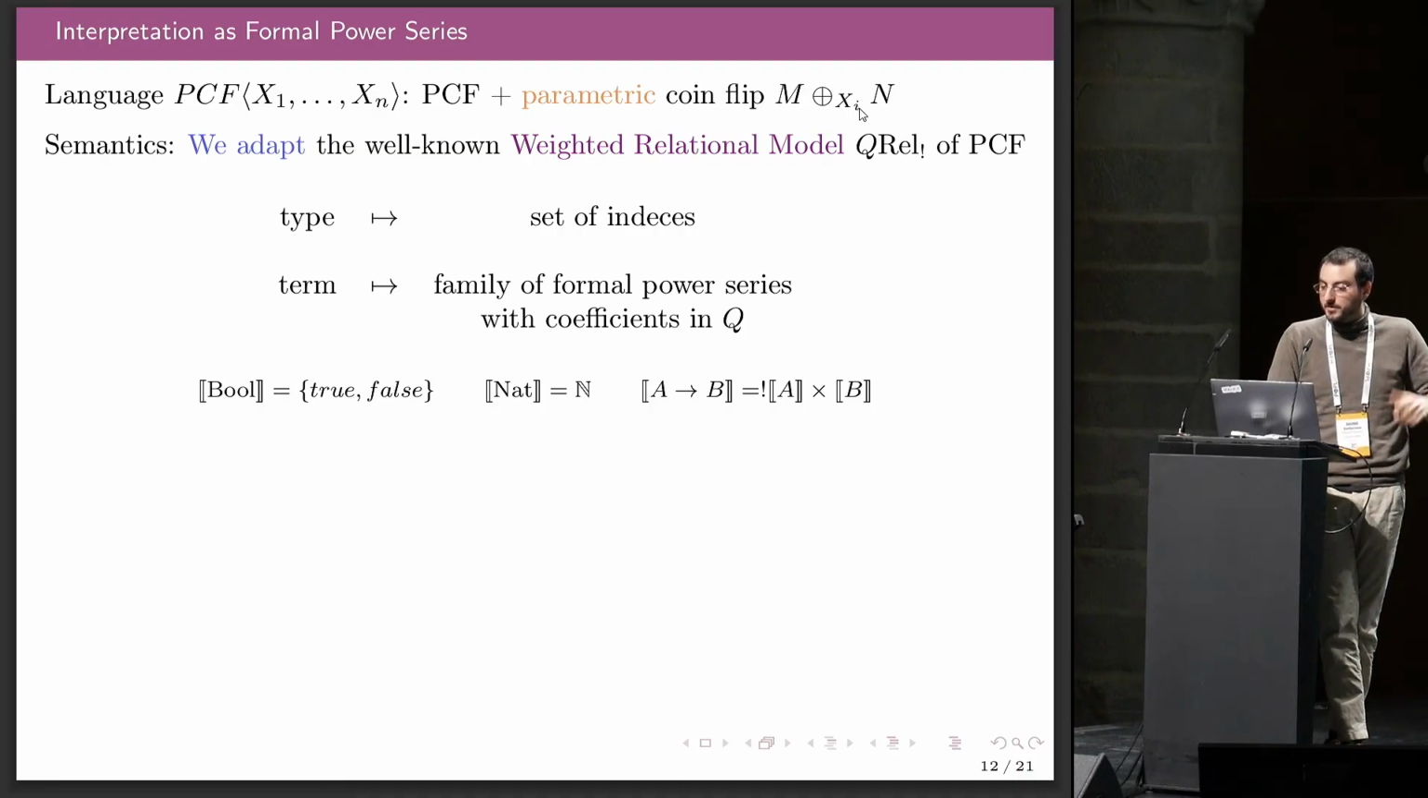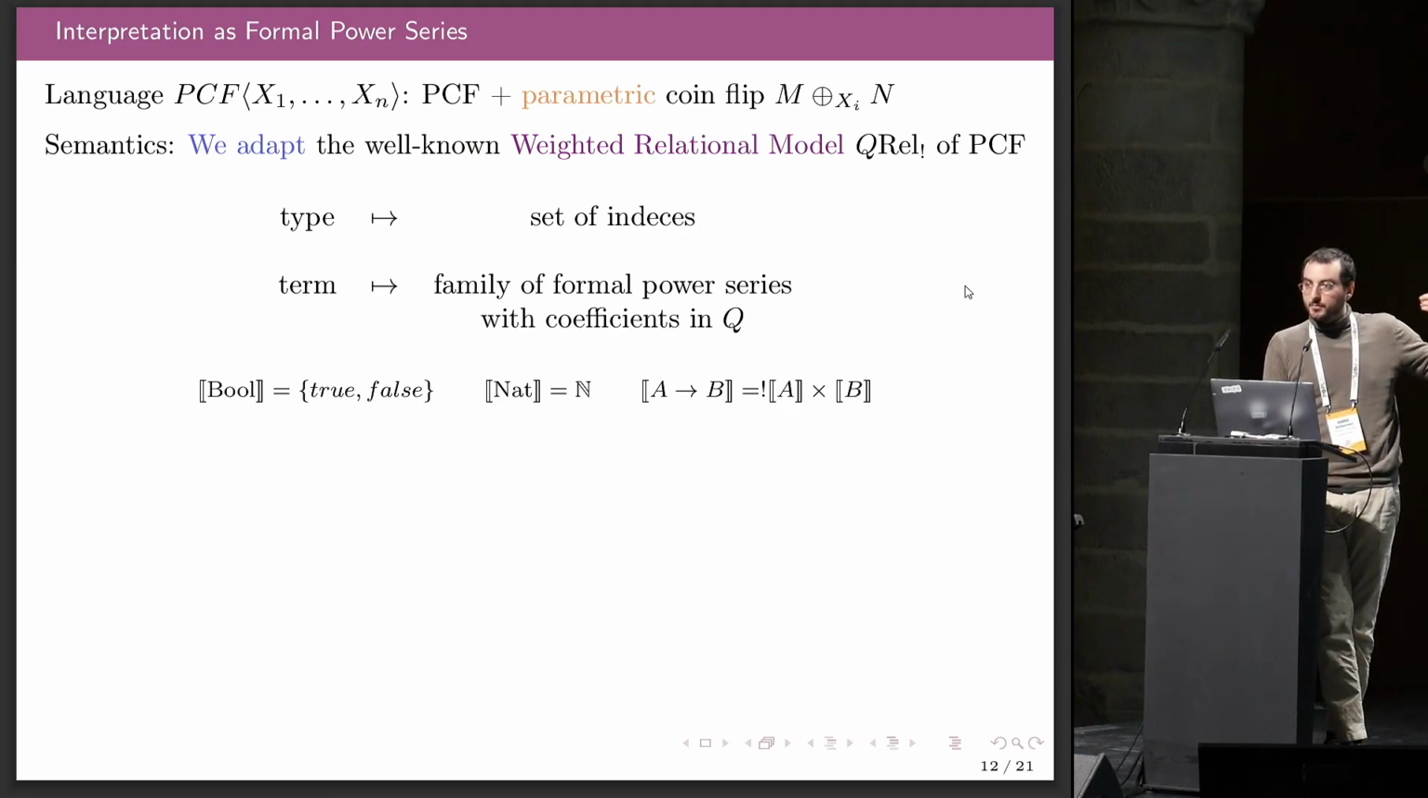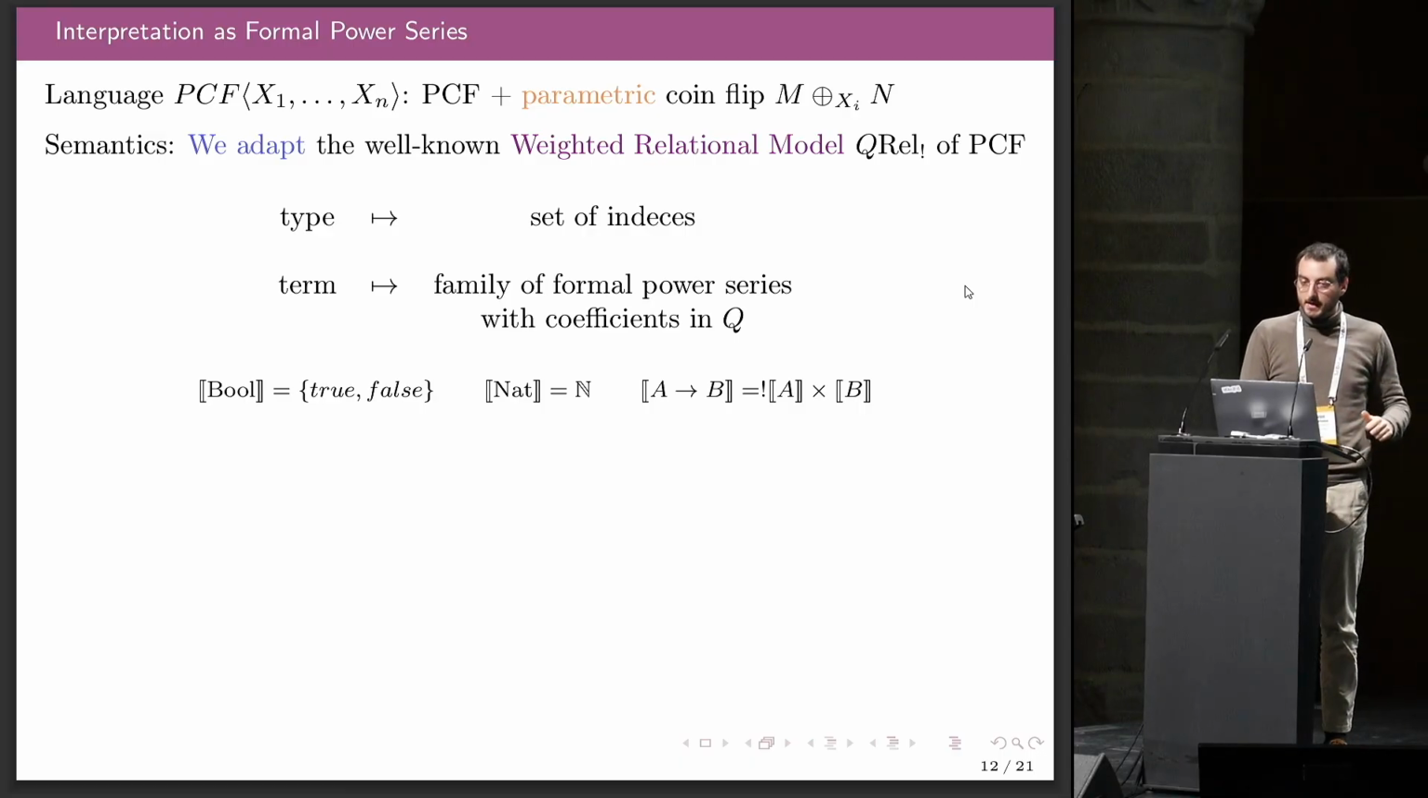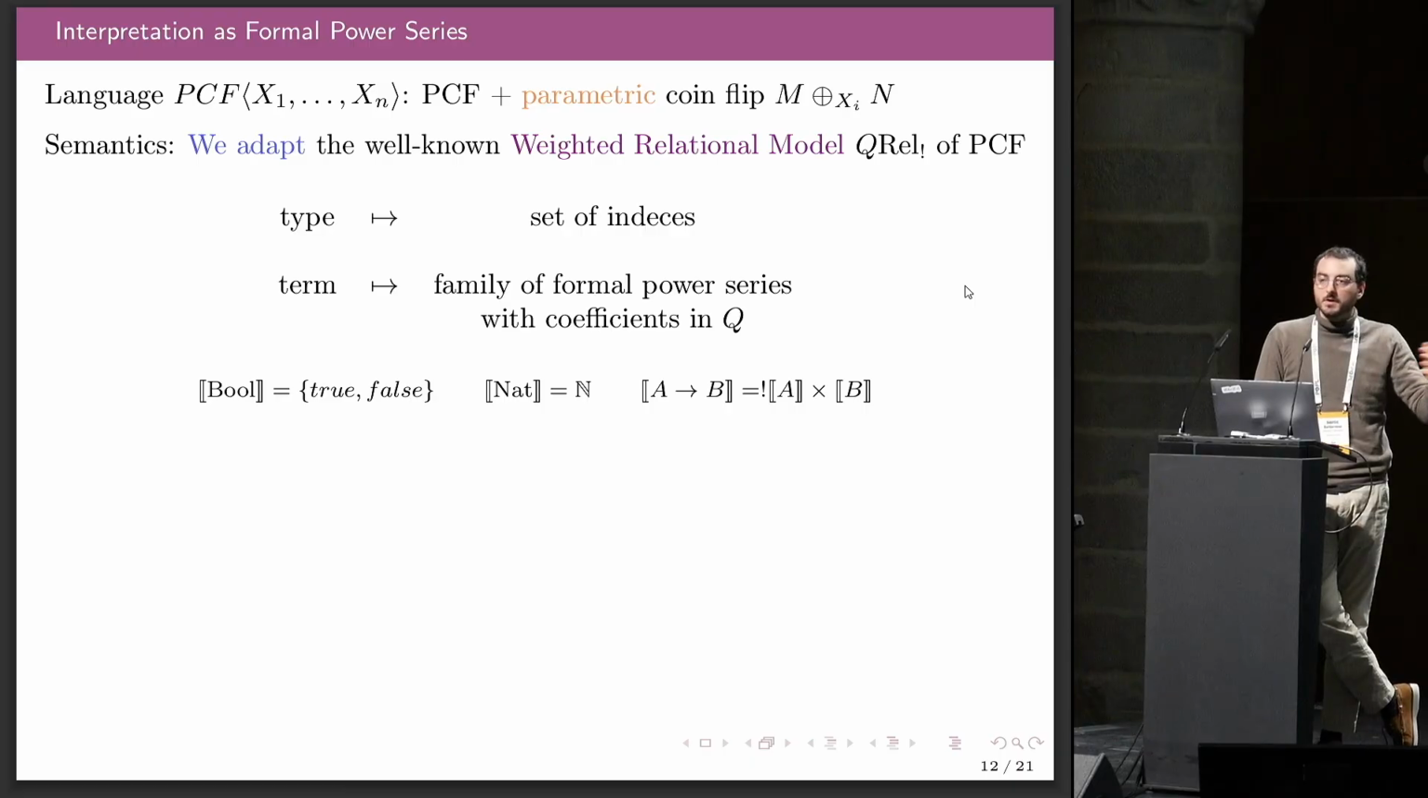probabilistic feature, just a coin flip, parametric here. And so there are a lot of studies in the denotational models of these kind of languages. And the one which is related with what we do, we really use its properties, is this, which is called weighted relational model. So just the idea is to interpret a type as a set of formal elements, of indices or variables, and a term can be interpreted as something which can be seen as a formal power series, or actually a family of formal power series. And the coefficients are chosen in some fixed semiring.